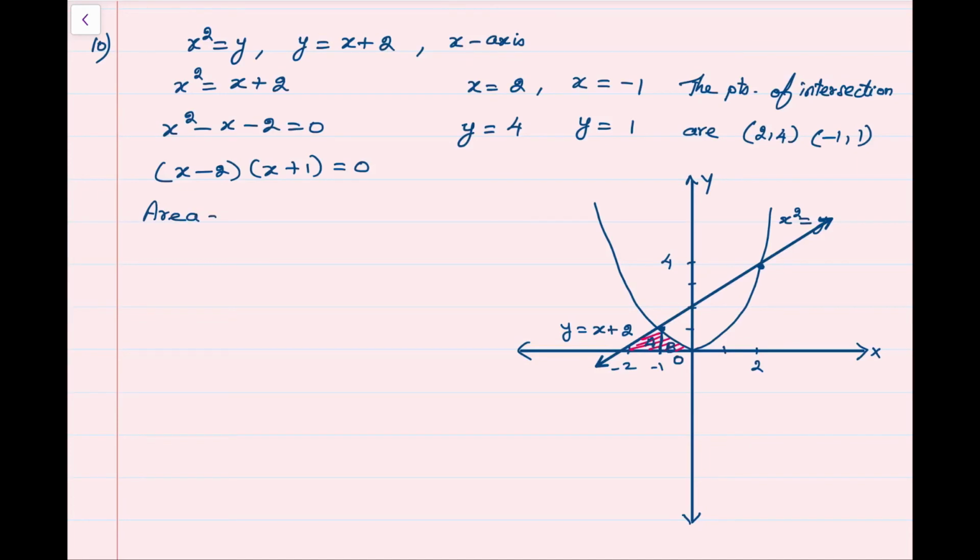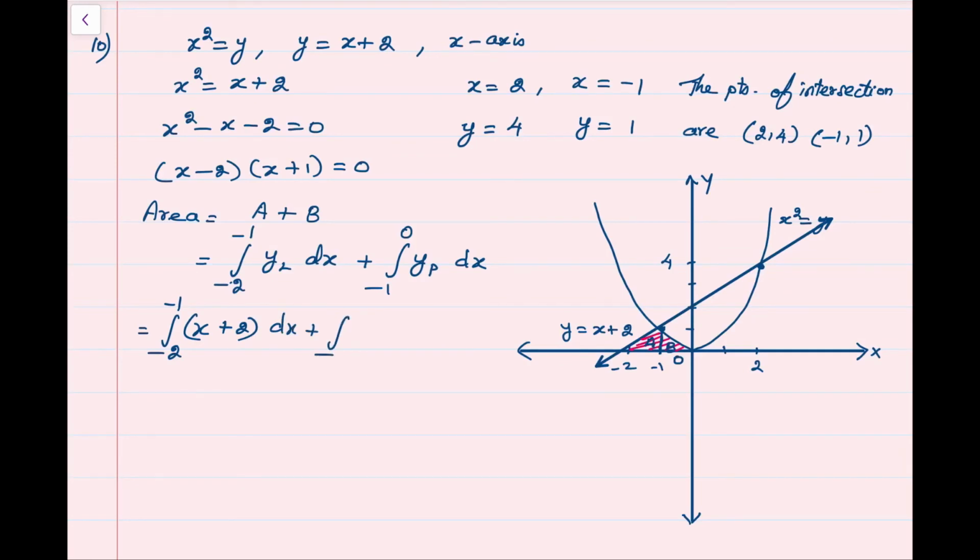Therefore, area is A plus B. Area A is integral minus 2 to minus 1 of the area under the line with respect to x, plus integral, the limits are minus 1 to 0, area under the parabola, y of parabola times dx. Integral minus 2 to minus 1 of, from the line, y is x plus 2 times dx, plus integral minus 1 to 0 of y from the parabola equation, x squared times dx.